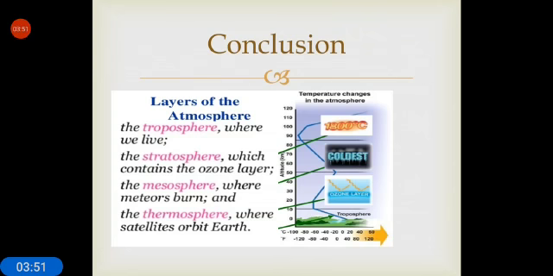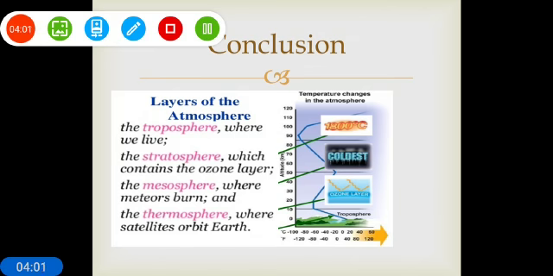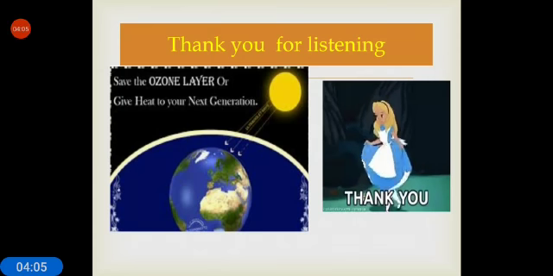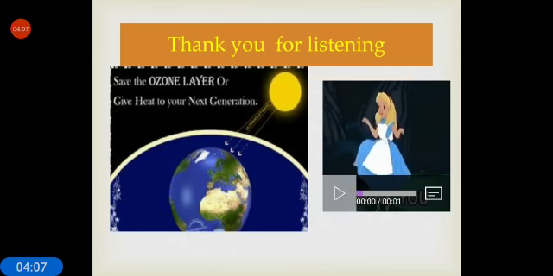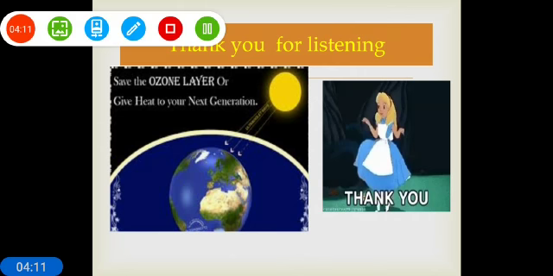In conclusion, the troposphere, where we live, the stratosphere, which contains the ozone layer, the mesosphere, where meteors burn, and the thermosphere, where satellites orbit Earth. In the end, I would like to say that save the ozone layer or give heat to your next generation.